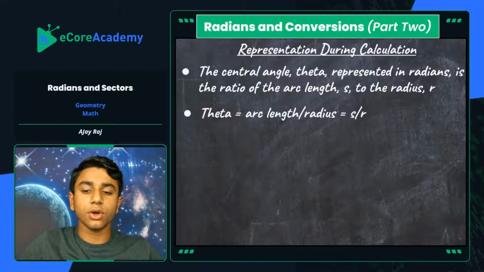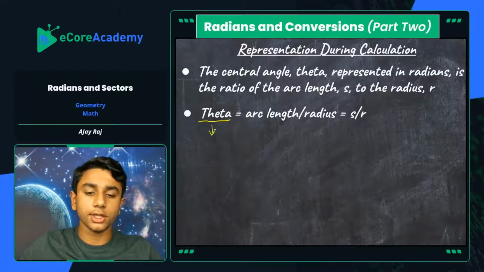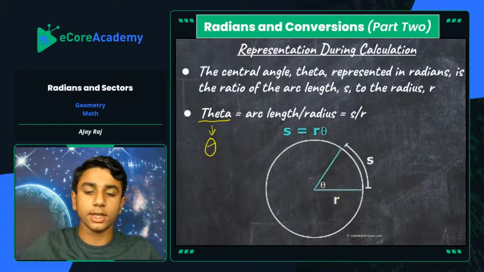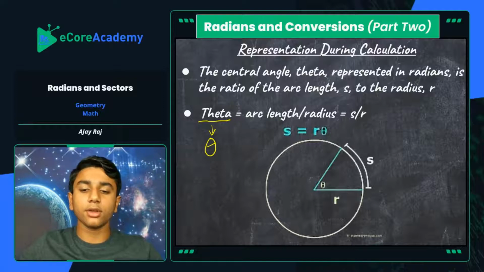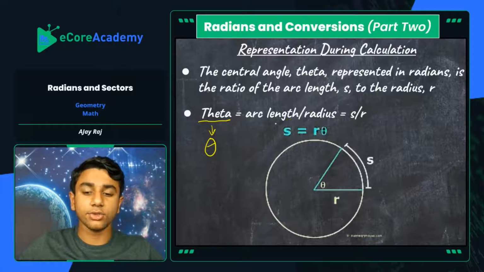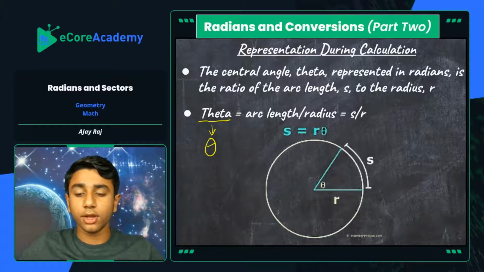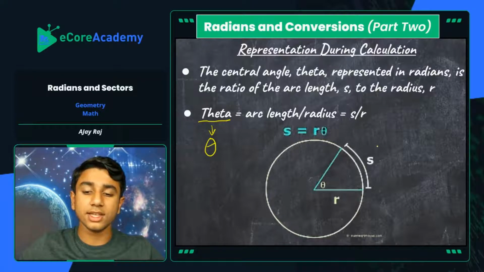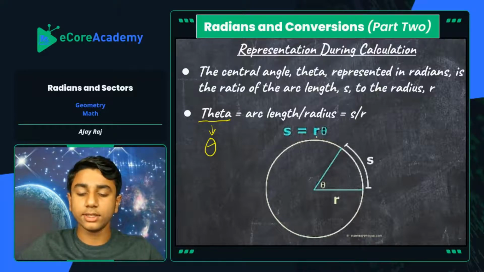Theta equals arc length over radius. We know that theta is our central angle, and it looks just like this. I've referred to this multiple times in my previous video, but here's a little recap. It looks just like that. That's theta. And theta equals arc length over radius, which is equivalent to S over R. That's how you're going to calculate your central angle, which is going to be representative of your radian. So if we're looking over here, we can see that our arc length, which is S, is equivalent to our radius times our theta, or our central angle.